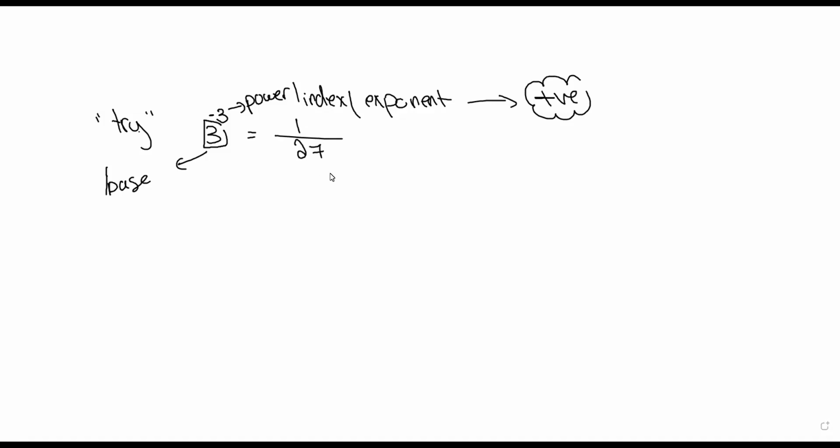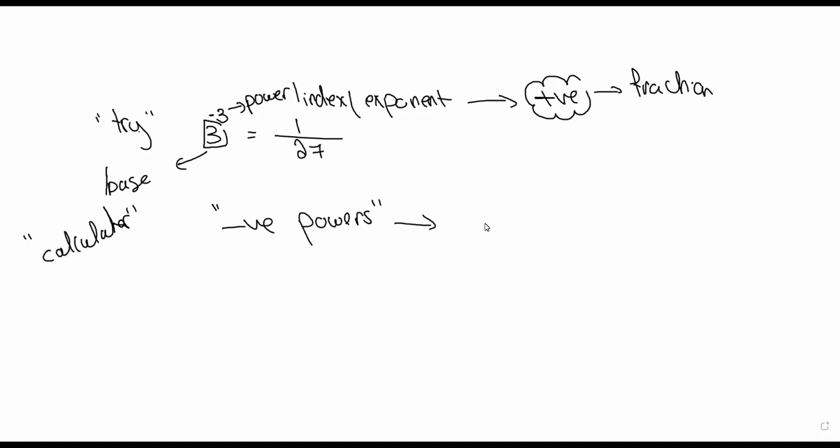So from this little experiment, I wanted to prove to you by using the calculator, and I'll show you why it is positive. By using the calculator, placing 3 to the power of negative 3, I got a positive answer, and this answer is a fraction. What I'm trying to tell you is that a negative power doesn't mean that your answer is negative.